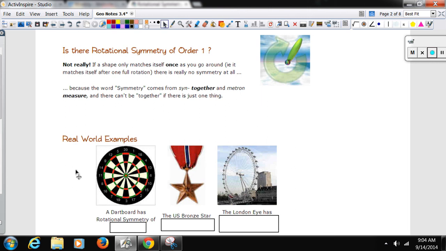Here are some real world examples. A dartboard would have an order of 10. As you go around the dartboard, it would match up on top of itself 10 times, because this black one would go to here. 1, 2, 3, 4, 5, 6, 7, 8, 9, 10. The bronze star would have an order of 5. 1, 2, 3, 4, 5. The carousel would have, oops, I lost count, too many. Yeah, it would be tons of them, probably 20 or 30 at least.